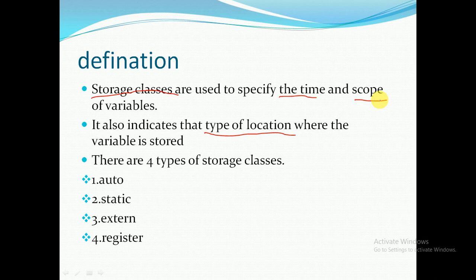That means how much period they execute, that we call as time, and in which function that is executed, that means local to the main or local to any other function or global to the program or global to the subprograms, that we call as the scope of the variables. I'll show you with an example what is the time and what is the scope of a variable. Now we have 4 types of storage classes here. The first one is auto, second one is static, third one extern, fourth one register. Now we see one by one.